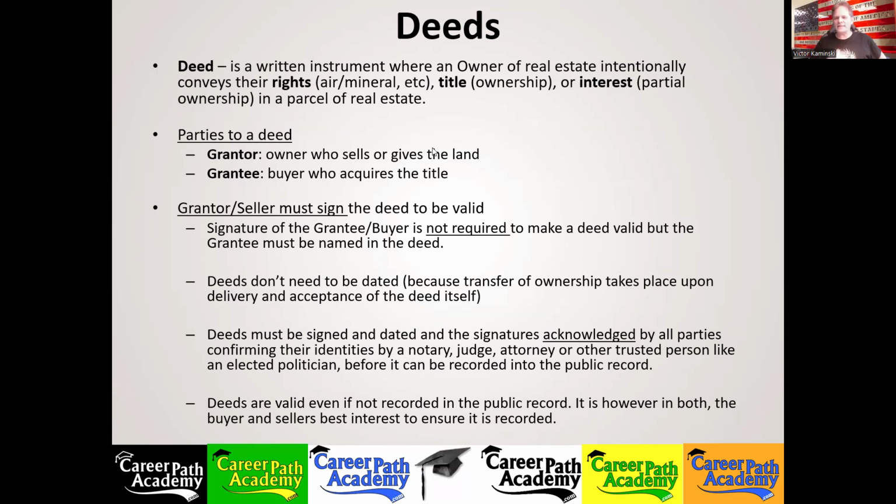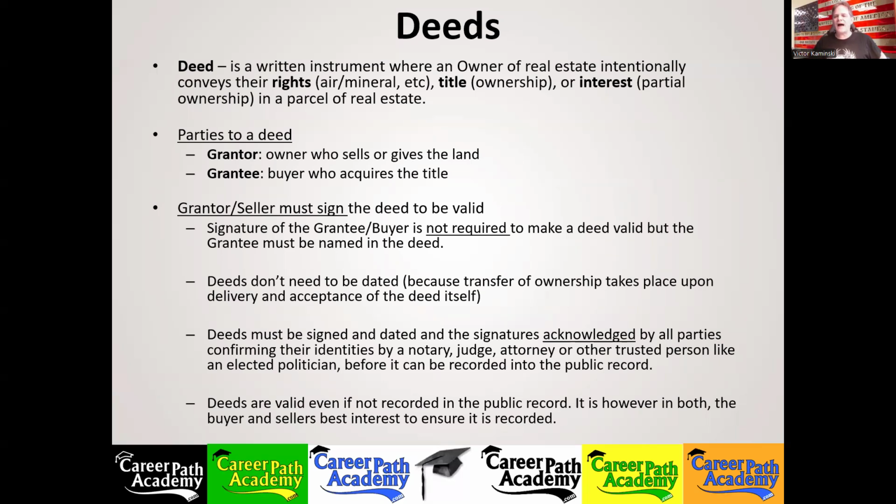So the parties in a deed are the grantor, that's the seller, and the grantee, that's the one who's receiving the property. The grantor has to sign a deed for it to be valid. The signature of the grantee, the buyer, is not required for a deed to be valid, because ownership transfers upon delivery and acceptance of the deed. So deeds don't need to be dated or signed by the buyer in order for them to be valid.